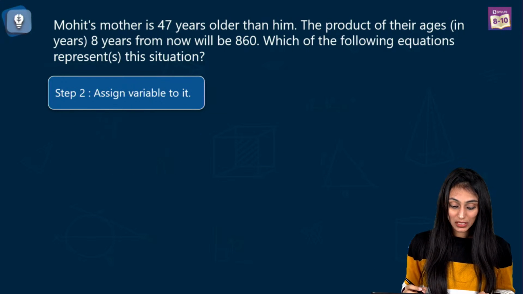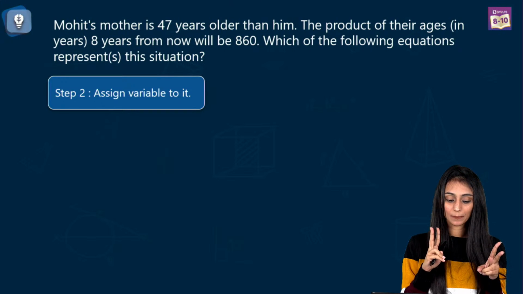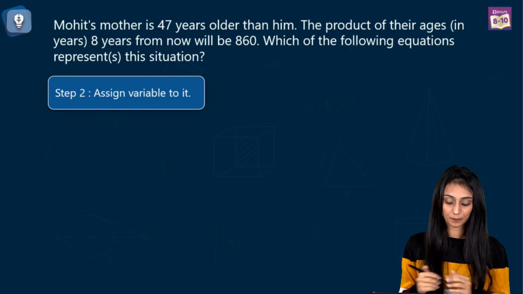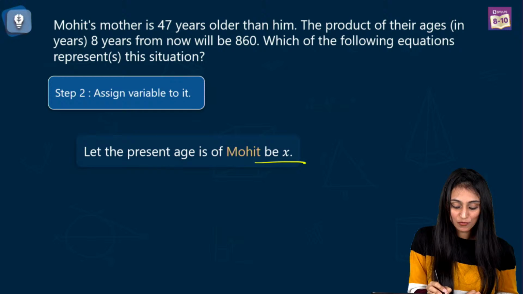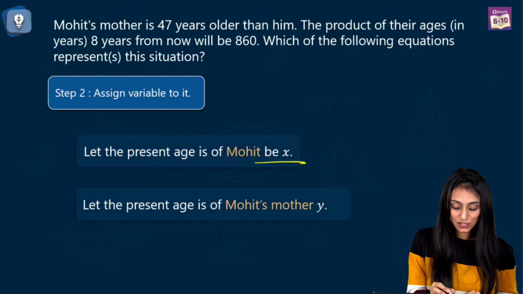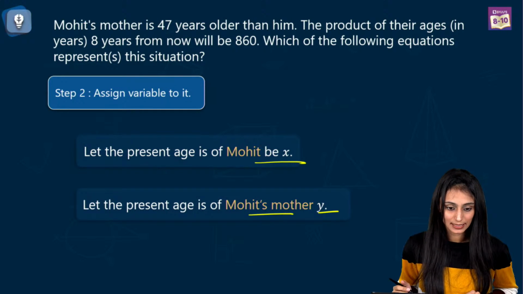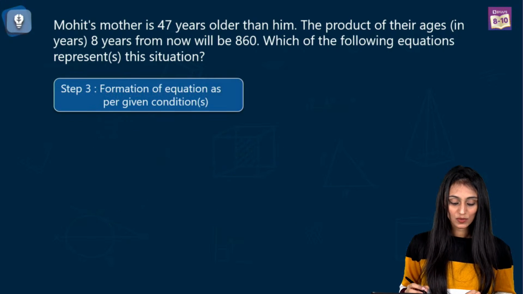Now we need to assign the variable to it. The question is talking about 2 people, mother and the son. So here let's suppose the present age of Mohit is X years and the present age of Mohit's mother is Y years. Yes? Yes. So we have assigned the variables.